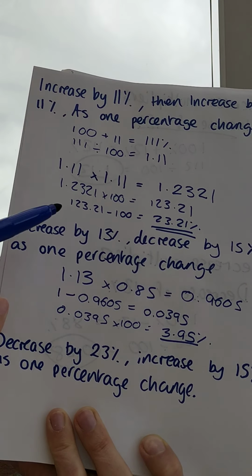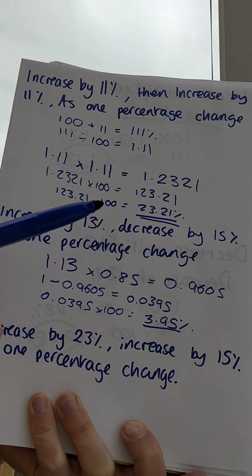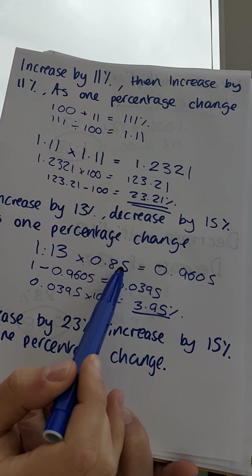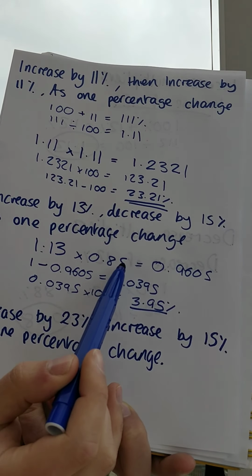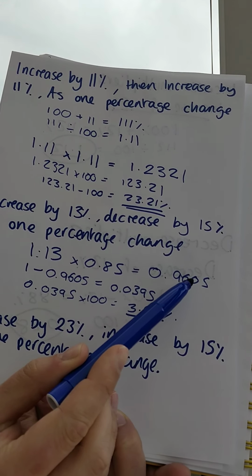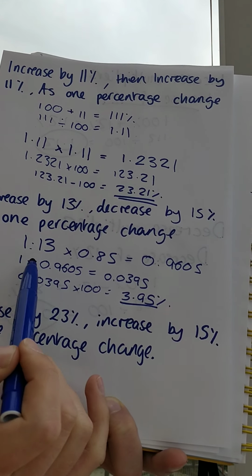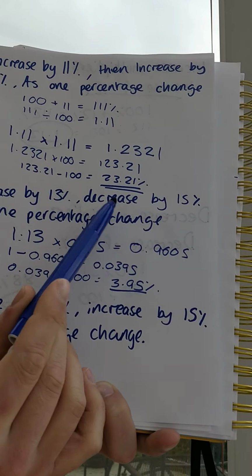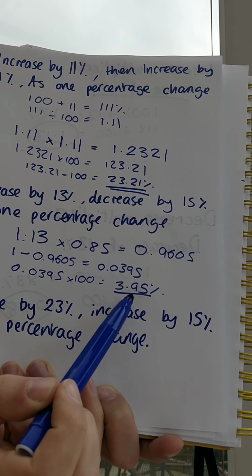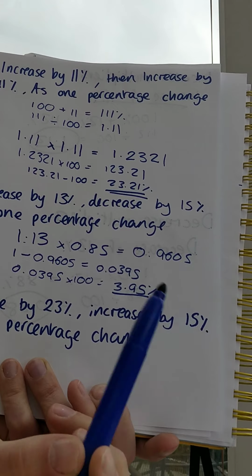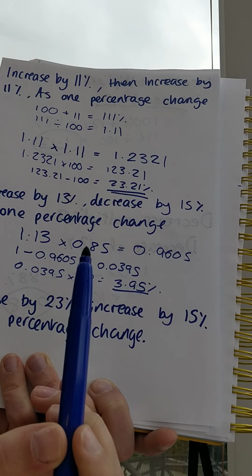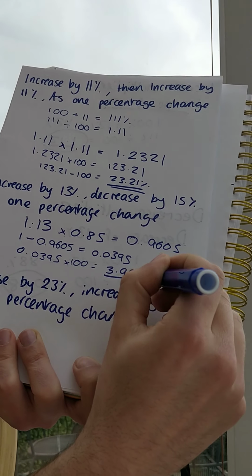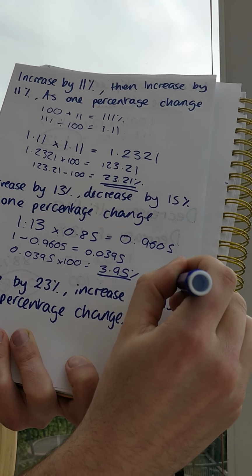So increasing by 13, then decreasing by 15. Increase by 13 times by a decrease of 15 gives you that. And that, 1 take away that, is 0.0395 times by 100. So both of those combined would be a 3.95% increase. Oh no, sorry, a 3.95% decrease. I'll put that as decrease there.